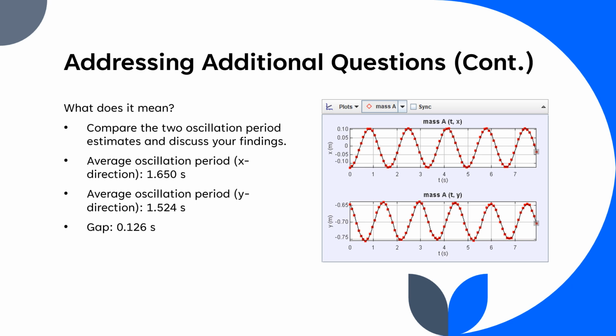Now I will discuss my findings when I compared my two oscillation period estimates. For my estimates, I took a range of 3 compared periods of oscillation and divided to get an average value. 1.65 seconds was my value in the x direction and 1.524 seconds was my value in the y direction, with the gap between the two of 0.126 seconds.